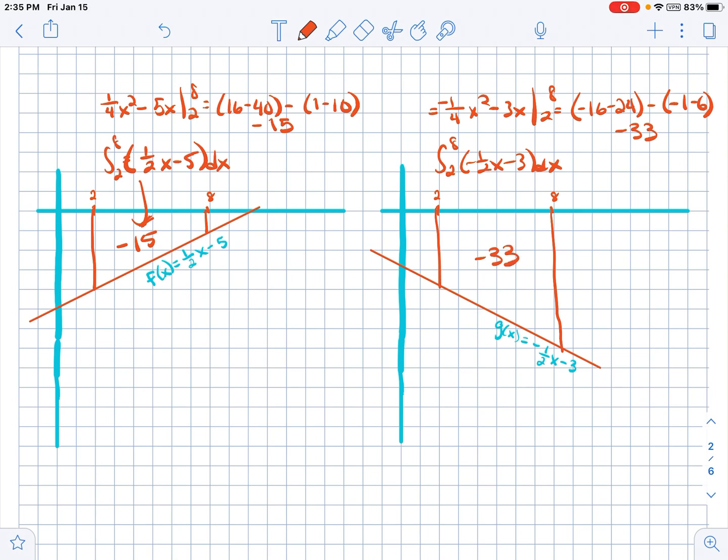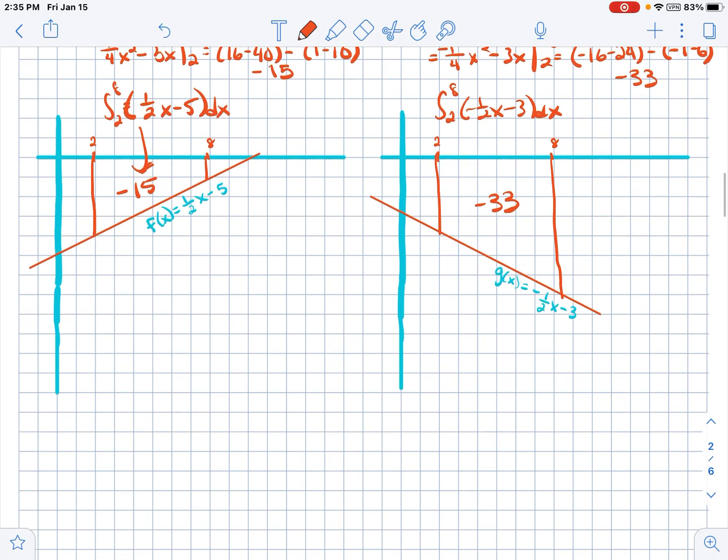Okay, so in this case, what we have to think about is how to find the area between these two, and we're talking about a positive area. So just like we did up above, even though we're below the x-axis, I'm still going to take the area of this upper function, which is negative 15, and I'm going to subtract away the area of the bottom function, which is negative 33. So it's still the top function minus the bottom function, even though we're below the x-axis.